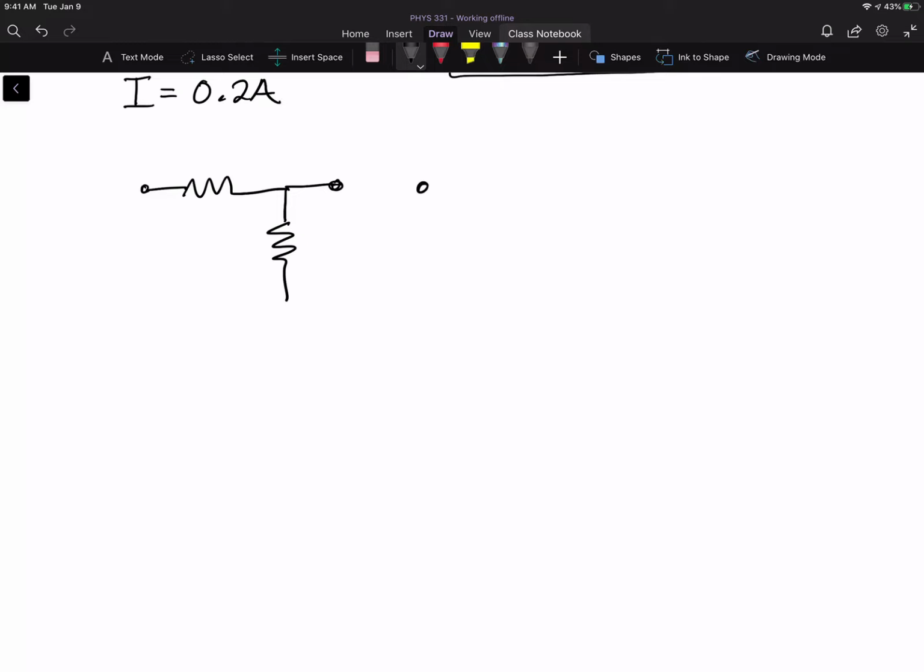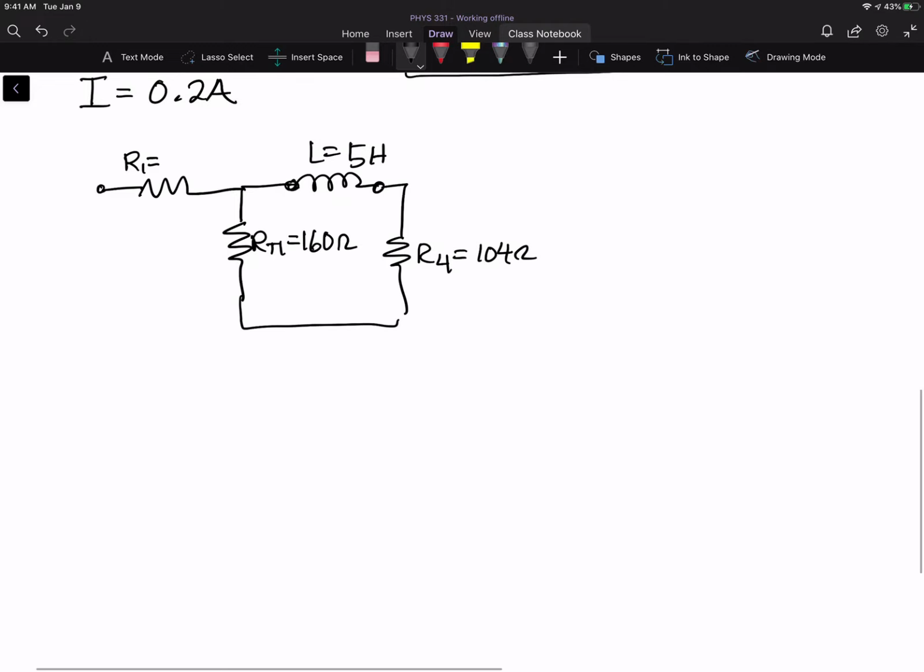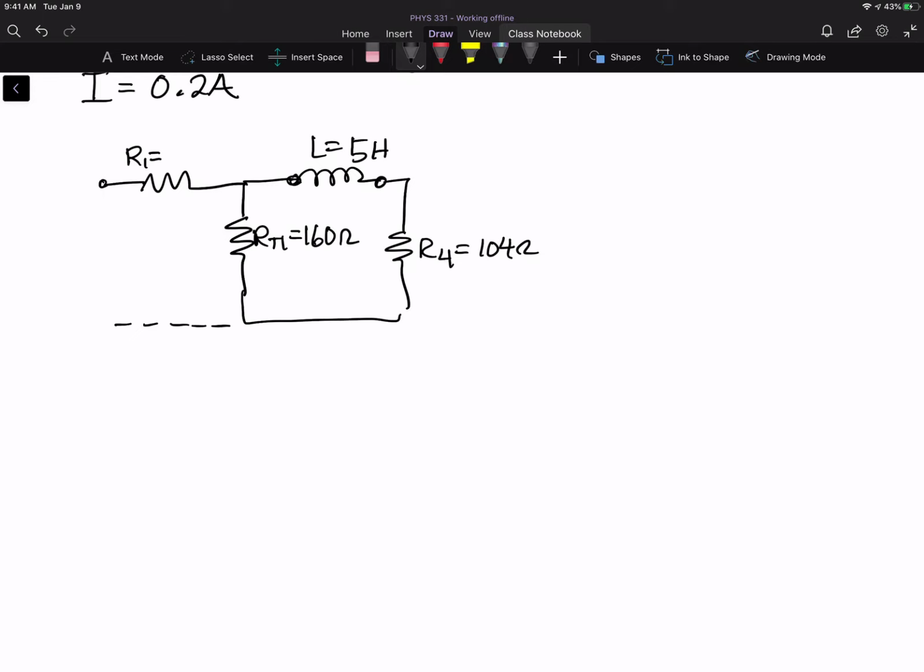where I have my inductor, I have R4, and I have my total equivalent resistance for those two resistors in parallel, which was 160 ohms, and then this is R1, which isn't going to contribute anything because it is not connected to the inductor in series.